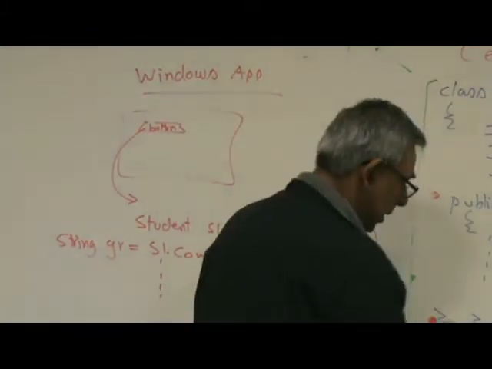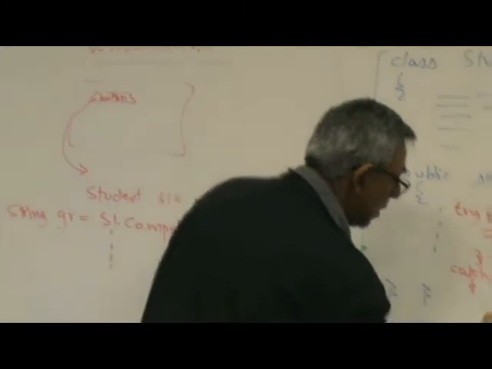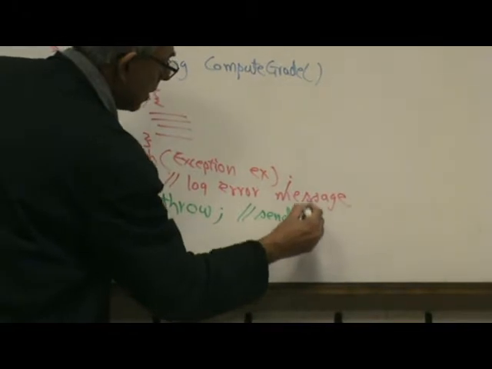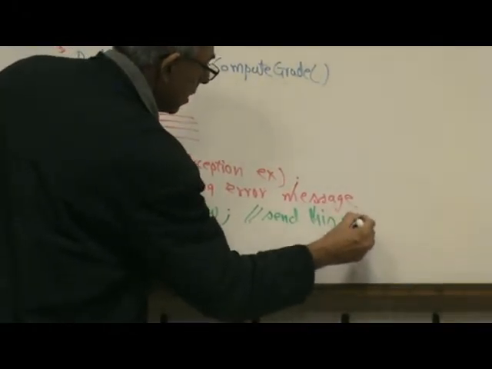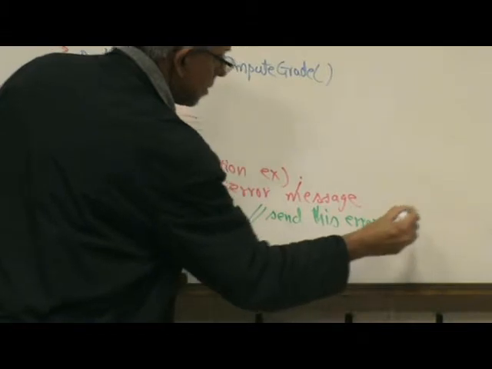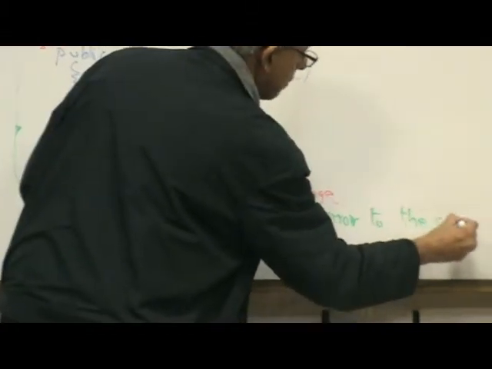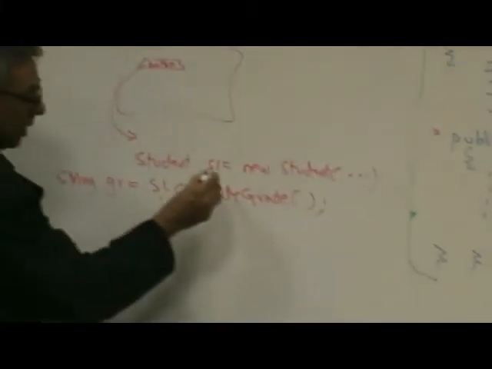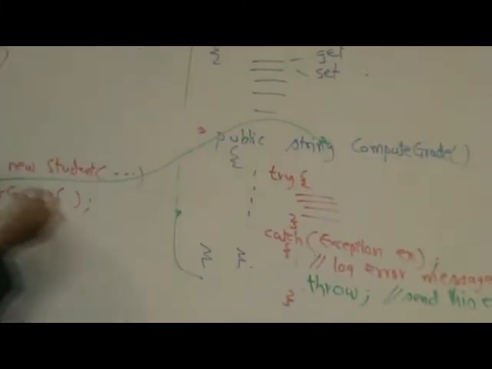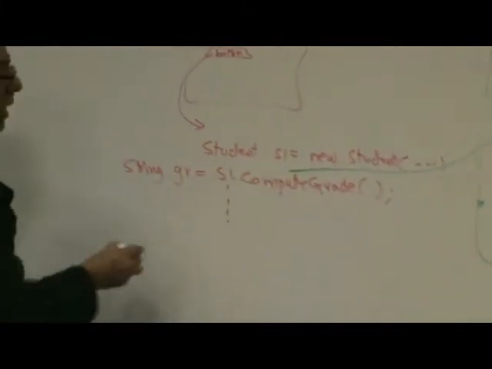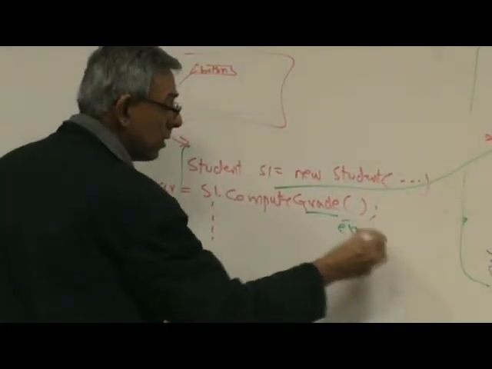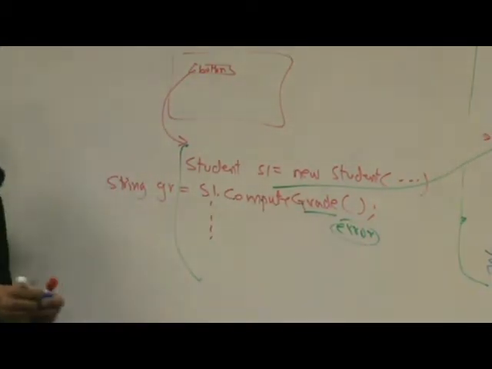There's a simple statement called throw. Throw basically means send this error to the caller, whoever called this function. So in this case, who triggered this function? This one triggered this function, so this error will go over here. Think of it as if the error occurs over here, in this line.